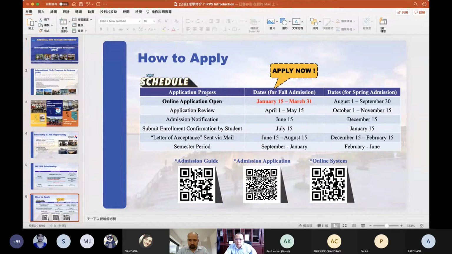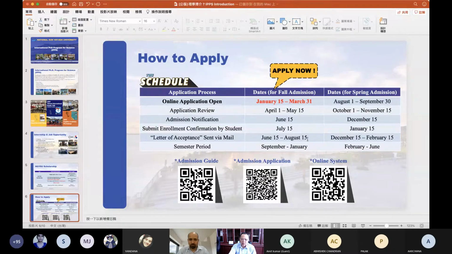And we have two admissions. One is fall admission and another one is spring admission. So right now, by the end of March 31, you can apply for the fall admission. Then we go to the review after you apply, and we will notify you by June 15. And you need to submit the enrollment confirmation by July 15.